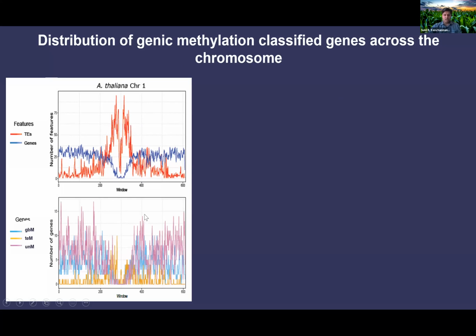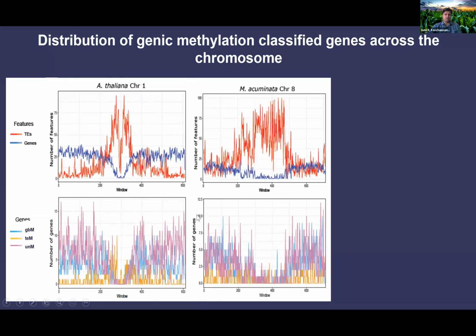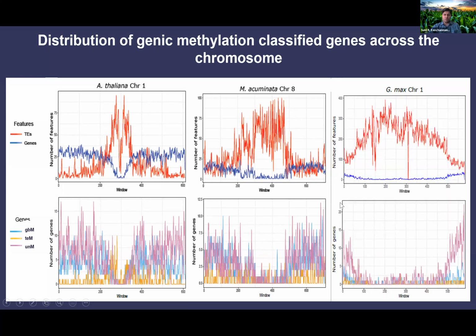But this trend is not uniform across all species. As you can see in banana, even though there is higher concentration of TEs in the pericentromeric region, we don't see higher density of transposon-like methylated genes. And similarly in soybean, we see the same trend. We don't see higher density of transposon-like methylated genes in the pericentromere.